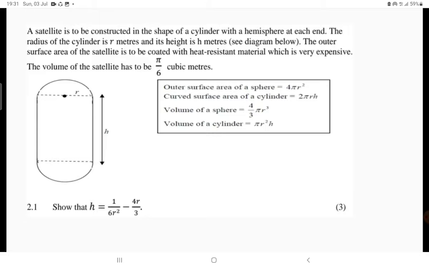The radius of the cylinder is r meters and its height is h meters. So this is what we can see. This is r meters and the height of the cylinder is h meters. The outer surface area of the satellite is to be coated with heat-resistant material, which is very expensive. Some of the information may not be effective in the questioning approach, but nonetheless, it has to be there. The volume of the satellite has to be pi over 6 cubic meters. So we have this information at this time that we are going to be using.